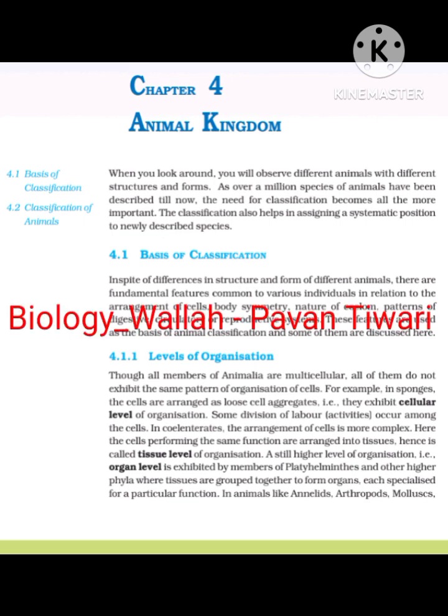Biology, Chapter 4: Animal Kingdom. 4.1 Basis of Classification. 4.2 Classification of Animals. When you look around, you will observe different animals with different structures and forms. As over 1 million species of animals have been described till now, the need for classification becomes all the more important. The classification also helps in assigning a systematic position to newly described species.